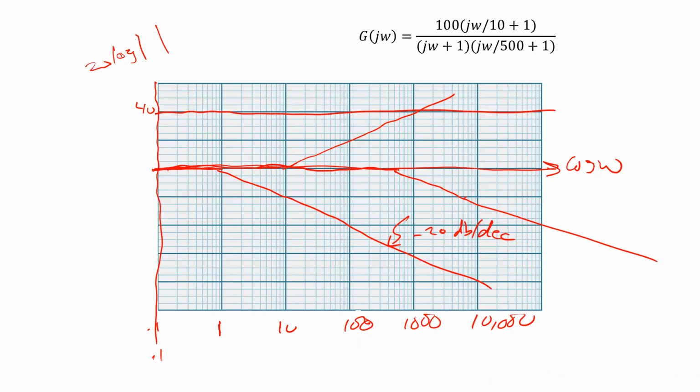Let's add them. So let's go between 0.1 and 1. What is the overall of everything? It will be what? 40. 40.